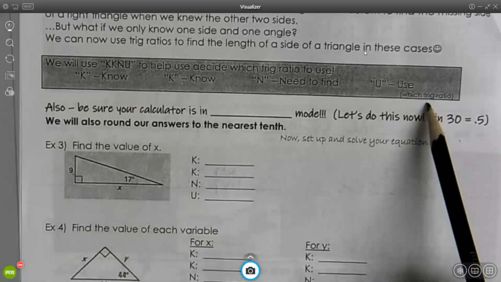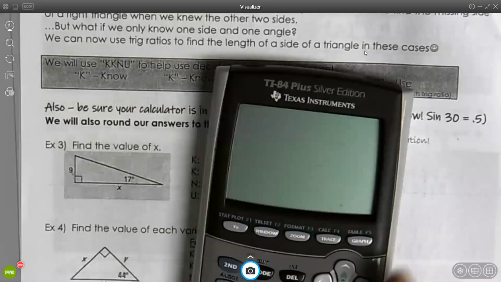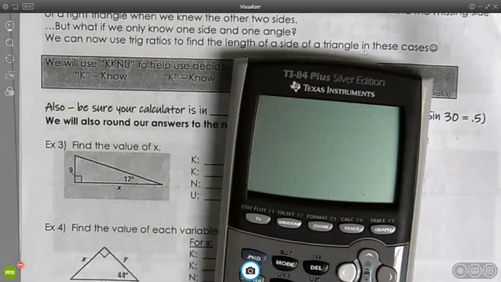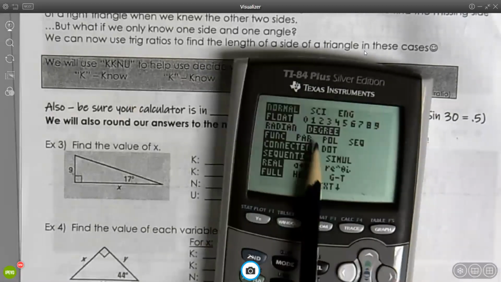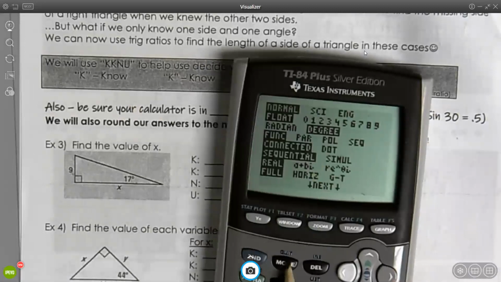When we do these calculations, specifically on your graphing calculator, you need to be sure you are in degree mode. So you got to hit the mode button to verify that you're in degree mode. Some other scientific calculators will default to degree mode, but the graphing calculator seems to default to radian mode. And we'll talk more about radians in the future.